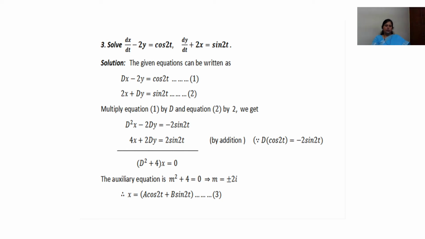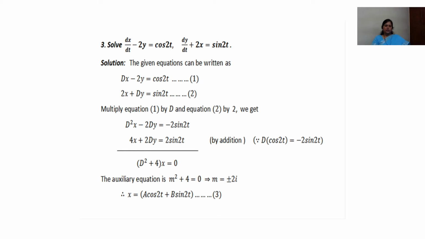So to solve these two equations, we have to add them, that's all. If you add, the y term will vanish, we will get only the x term, that is (D square plus 4) into x is equal to 0. So we have an auxiliary equation from this, that is m square plus 4 is equal to 0. Then m is equal to plus or minus 2i.